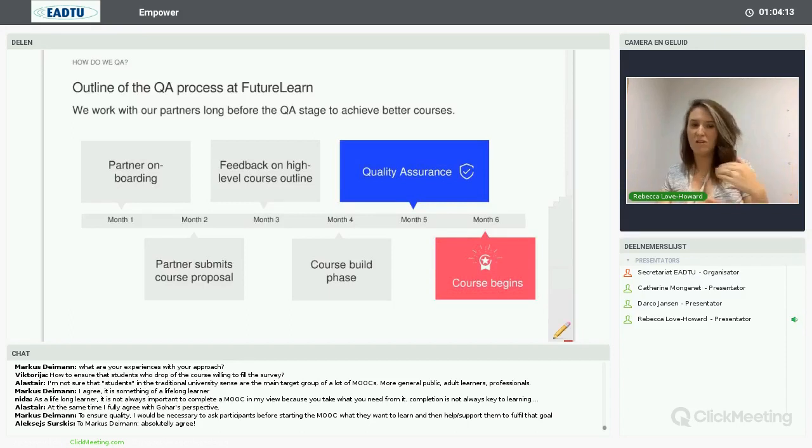So we'll feed back from a quality assurance perspective on course proposals, then on high-level outlines, and then throughout the course build phase as well. The idea being, then when we get to final course submission and a big piece of quality assurance work, there's no massive surprises in there that we're thinking, oh my goodness, this could potentially be a problem with accessibility, but they've done a lot of work on it already.